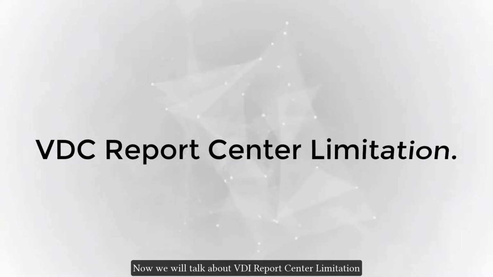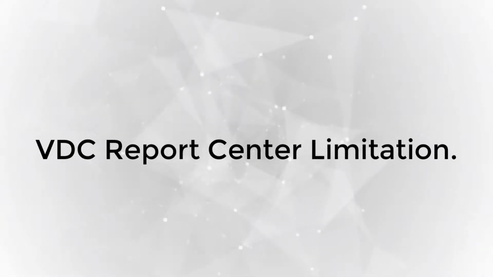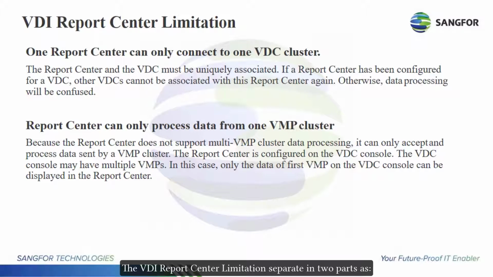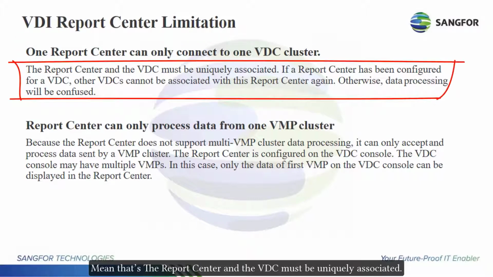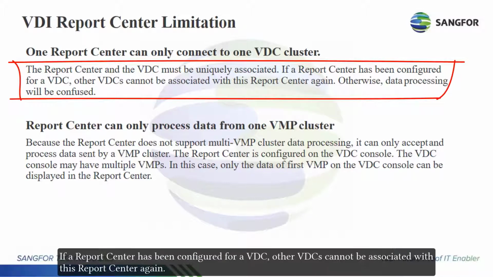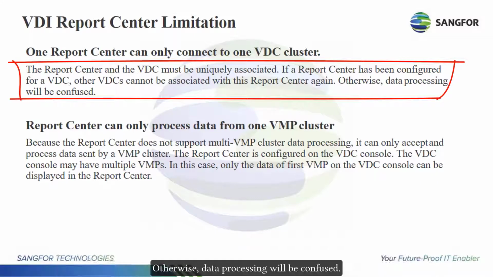Now we will talk about VDI Report Center limitations. The limitations are separated into two parts. First, one report center can only connect to one VDC cluster. This means the report center and the VDC must be uniquely associated. If a report center has been configured for a VDC, other VDCs cannot be associated with this report center again. Otherwise, data processing will be confused.